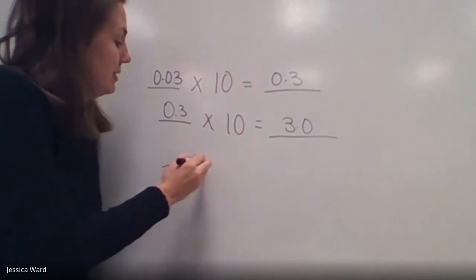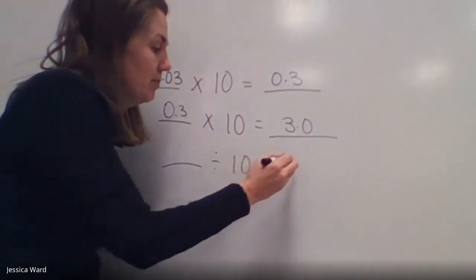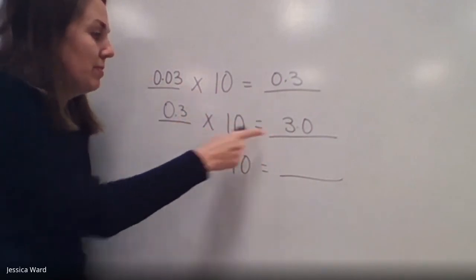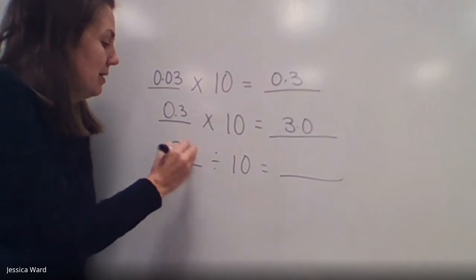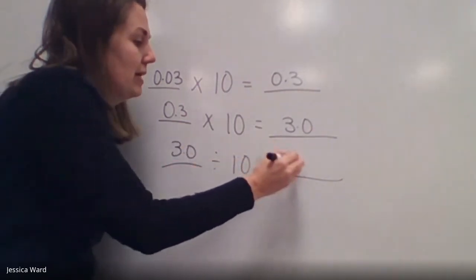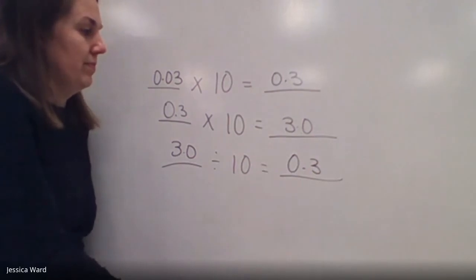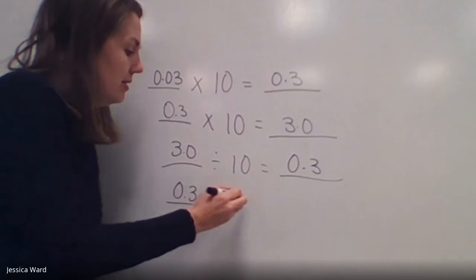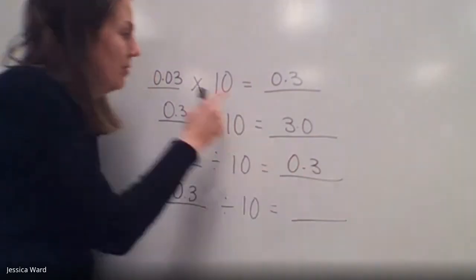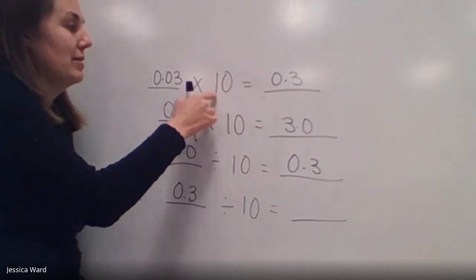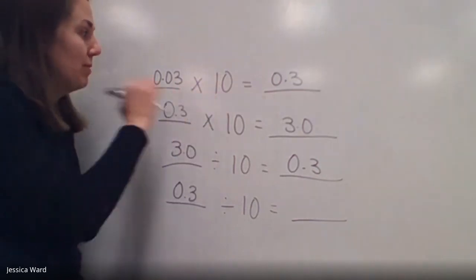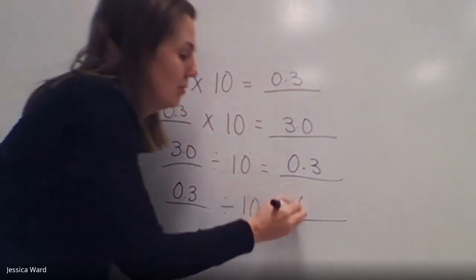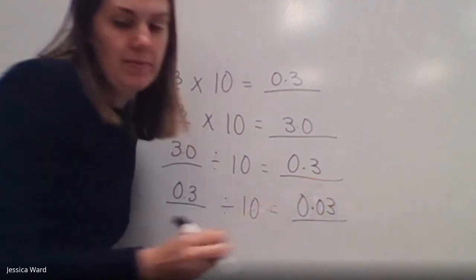Now they have blank divided by 10 equals blank. So I'm just going to take this last one and flip it around and say, now instead of multiplying by 10, I'm going to say 3 divided by 10 is 3/10. And 3/10 divided by 10 is going to equal, if we multiply 0.03 times 10 to get 3/10, we're going to divide 3/10 by 10 to get 0.03.